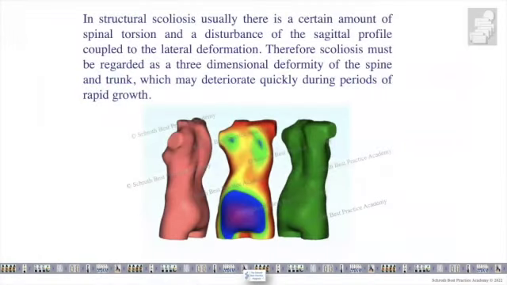First, let's have a look at what scoliosis really is. It's a three-dimensional deformity of the spine and trunk, including a rib hump indicating a rotation, a frontal plane deviation, and a disturbance of the sagittal profile, namely a flat back in this case, as can be seen on the right.